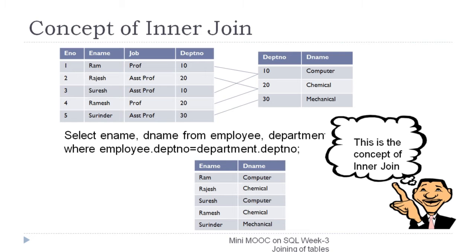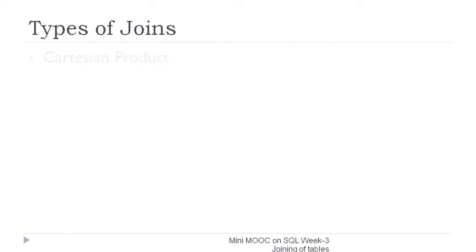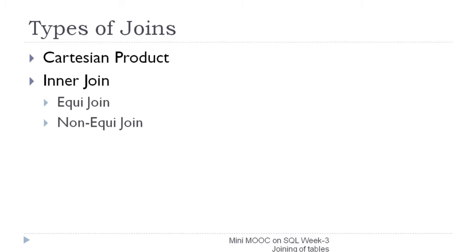This is the concept of inner join. So if we add a where condition to a Cartesian join, then it is called an inner join. Inner join is the most common type of join and it is a case of Cartesian product that has a where clause. Up to this point we have discussed two types of join. One is Cartesian product, another is inner join.